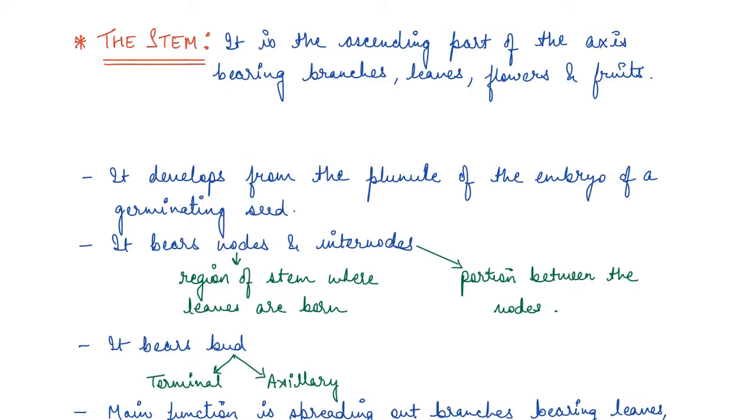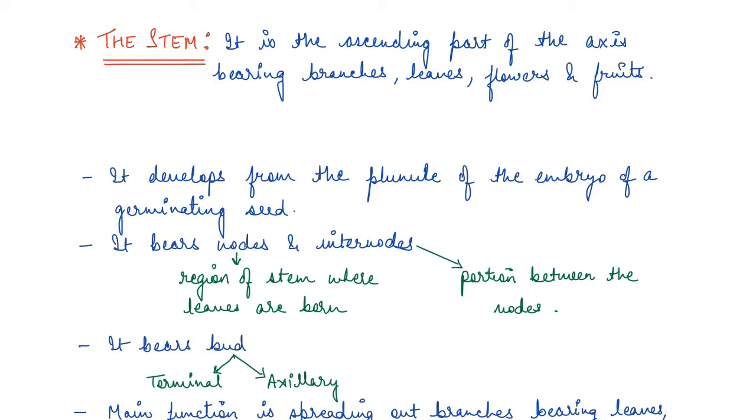So today we are going to start with the second topic, which is the stem. Basically, we are right now at chapter 5, which is Morphology of Flowering Plants, and we have already covered the root of the flowering plant, right? So today we have to start stem. It's a very short topic, but again important, right?